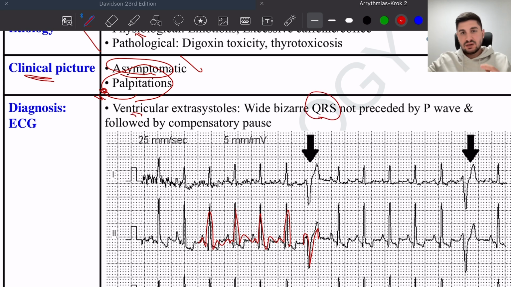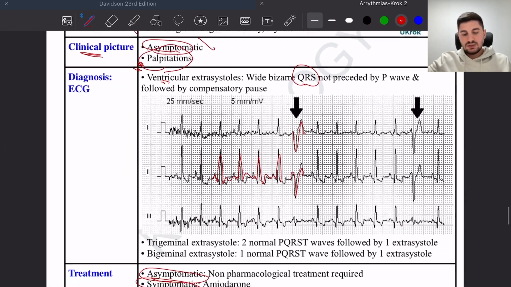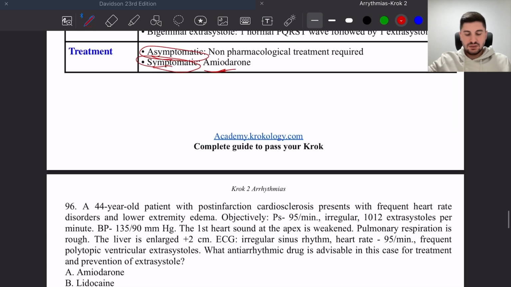If we are speaking about extrasystoles in the ventricles, it's a QRS, because when the ventricles depolarize, it's what represents QRS on an ECG. So when there is a ventricular extrasystole, it will be an extra QRS, not preceded by a P wave and followed by a compensatory pause. It will be just a QRS without a P wave before it. So here we see just this QRS. This is the ECG of ventricular extrasystole.